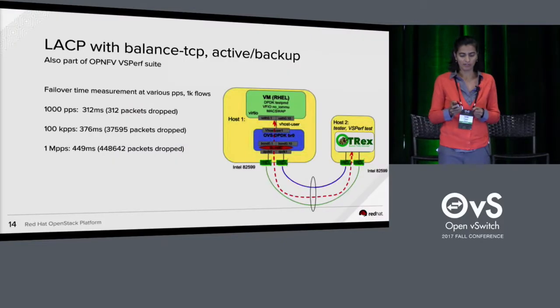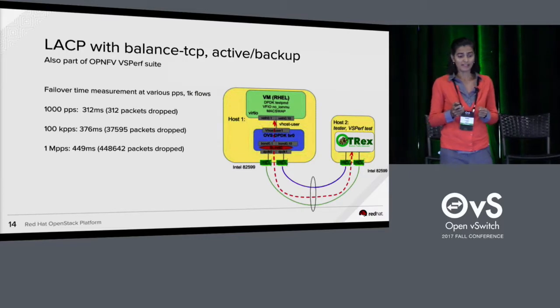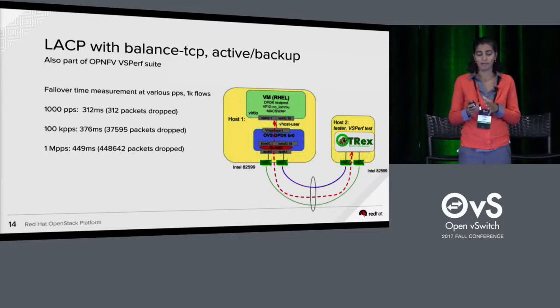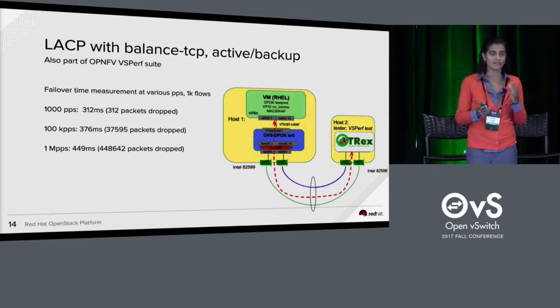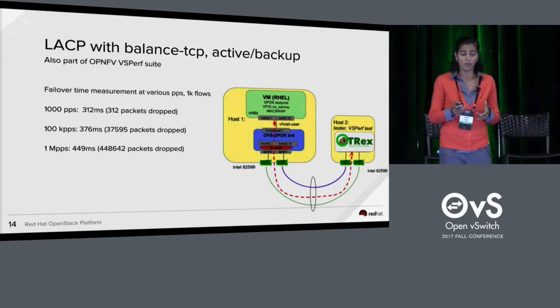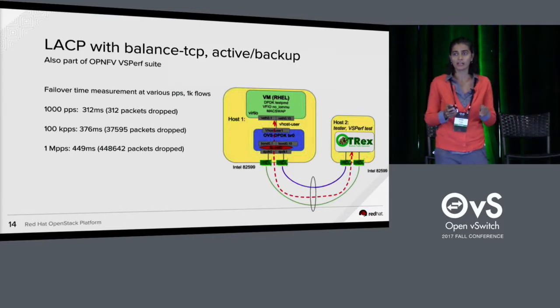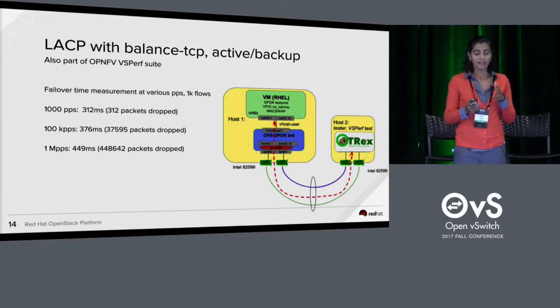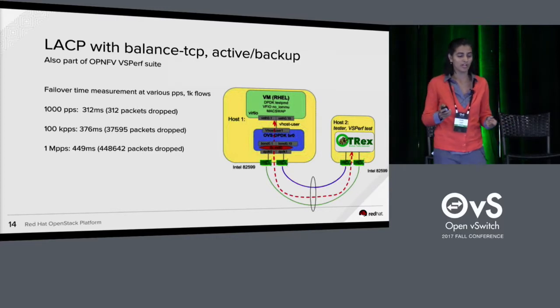Let's look at 2 other features very quickly. LACP, balanced TCP, active backup. This is with LACP. And now our biggest concern is, when we add LACP with the fast LACP timer, what is our recovery time on failover? Say we break a link on the bond while we're running traffic, 1K flows and different packets per second, and we're measuring the packet drop as an indication of the downtime, or the service downtime.